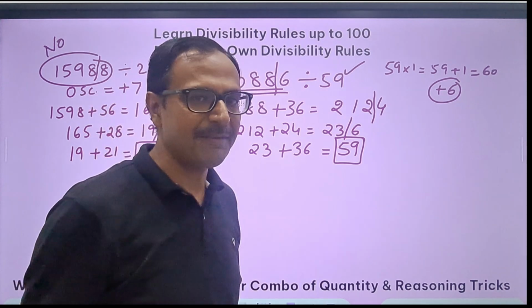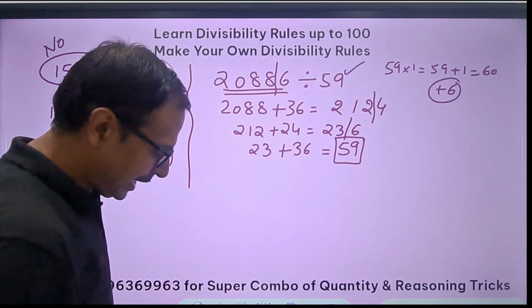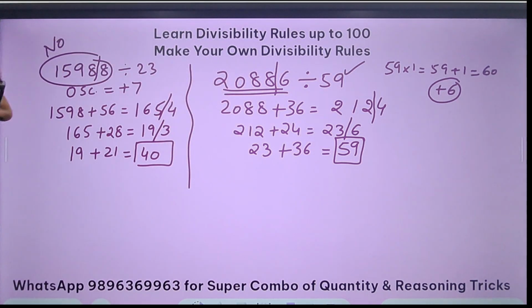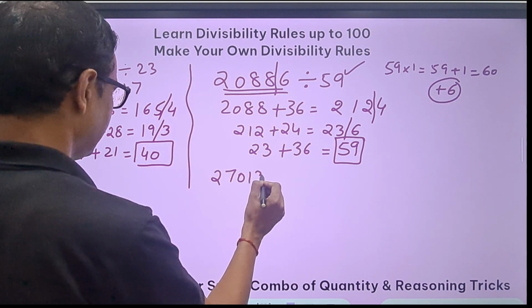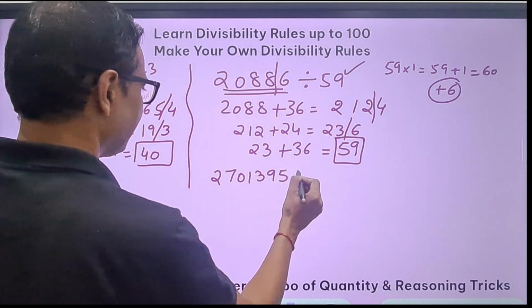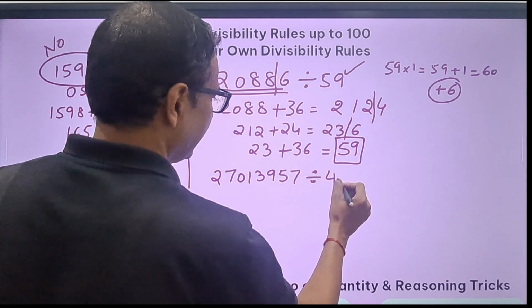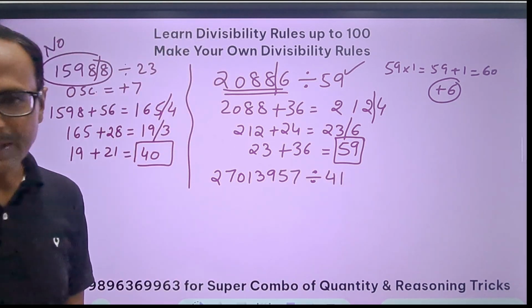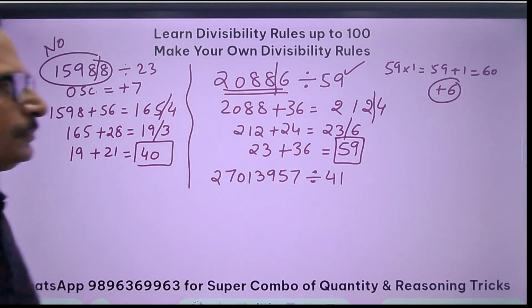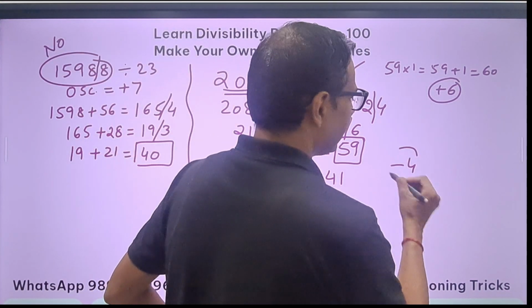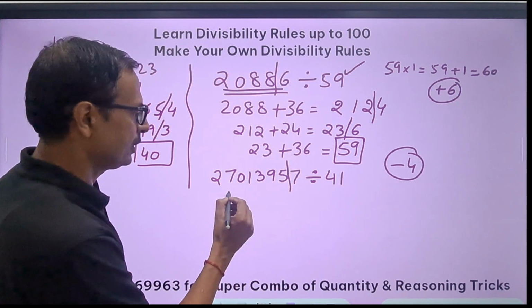And finally we have the last question which I gave you in the beginning of the video, and that was 2701395 divisible by 41 or not. So let's do this question now. So the oscillator for 41 was -4. The oscillator was -4. Let's try. Separate out.